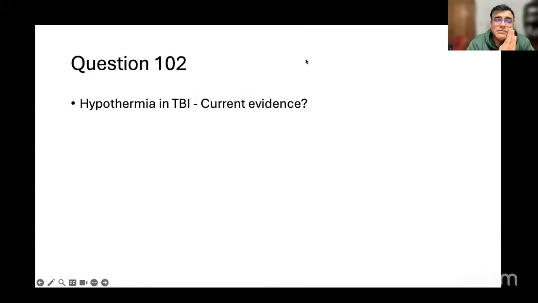Okay. So the best approach is to not let them have fevers. Maintain normothermia, avoid fevers. Okay. So that is the approach. Hypothermia does not work. Okay. So avoid it. Hypothermia should be avoided. The correct answer is that.